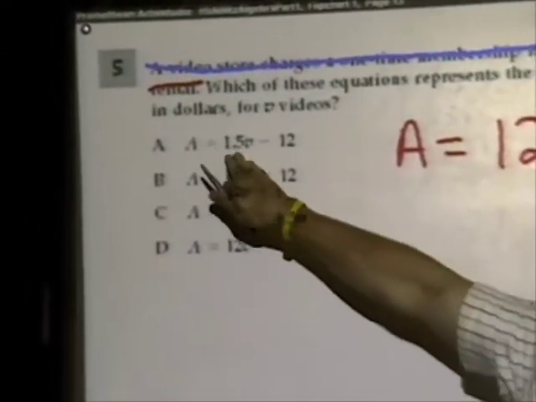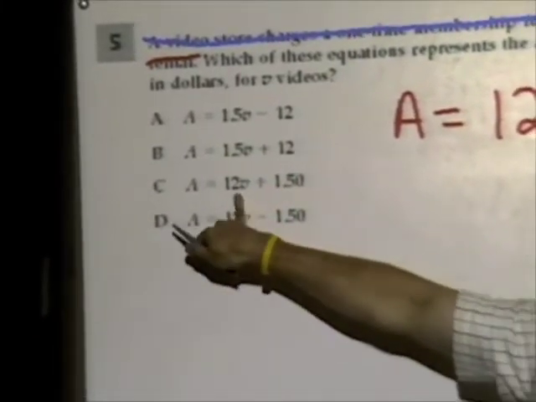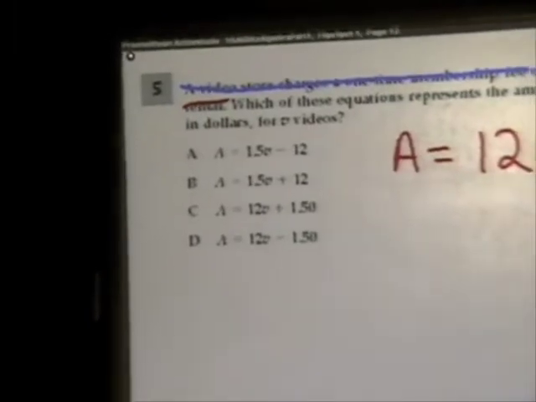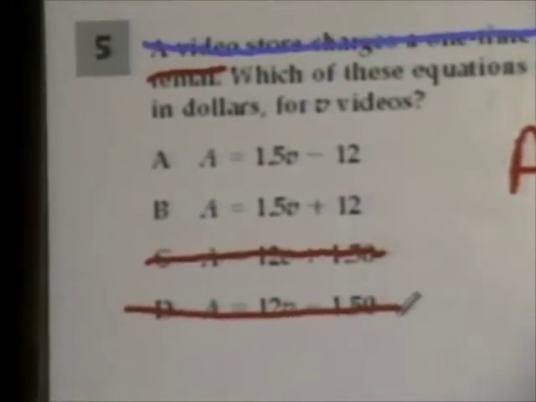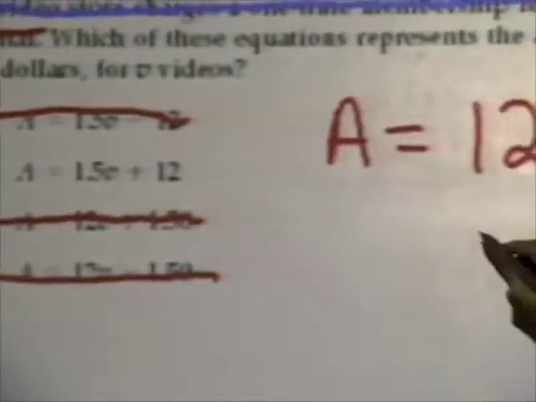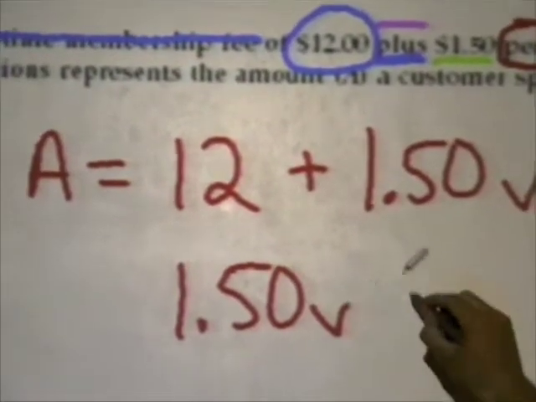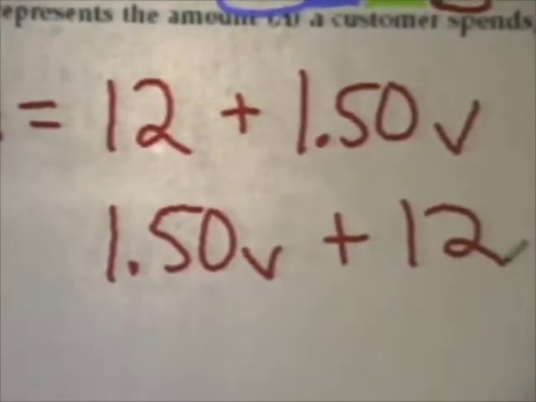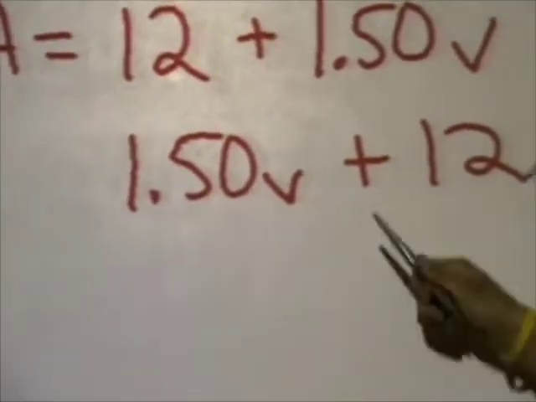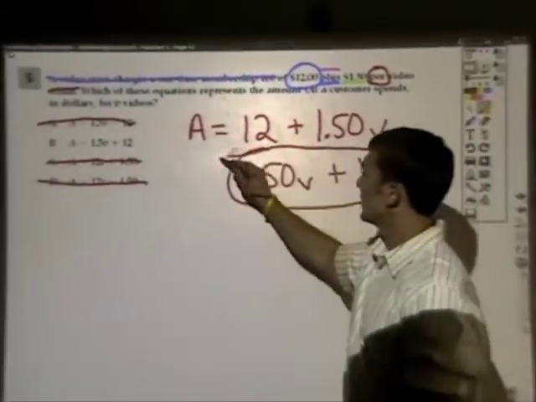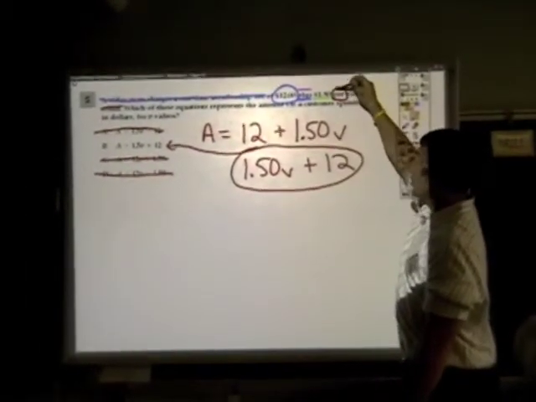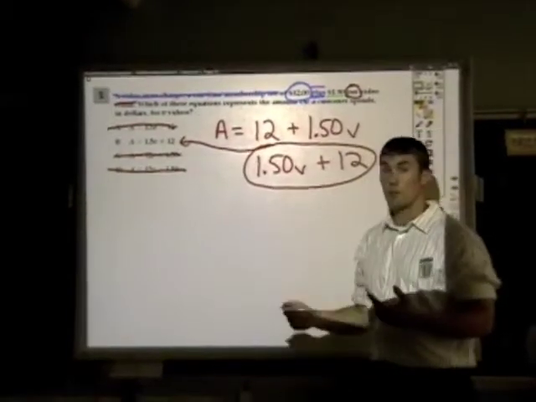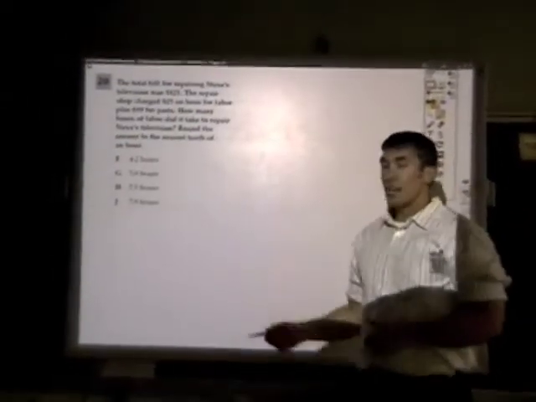Over here, 1.5 comes first, 1.5V, and also they have 12V. Well, I need to make sure. I know that V belongs with 1.5, so those are gone. Well, I know everything's positive, so it's not going to be A either. But also you should know that if you have addition, you can just take the pieces of the equation and switch them around. It's the same thing, because when you add, you're going to get the same result anyways. So this definitely looks like this.